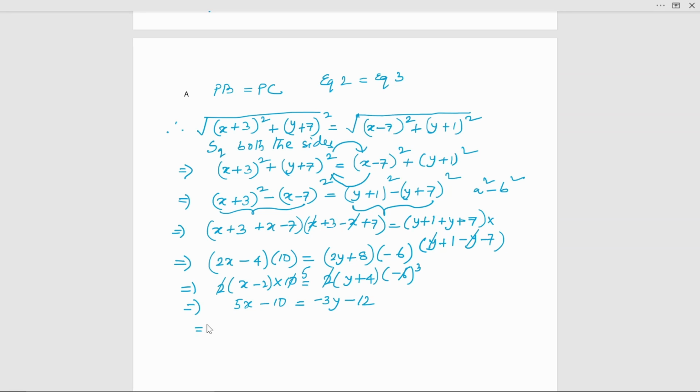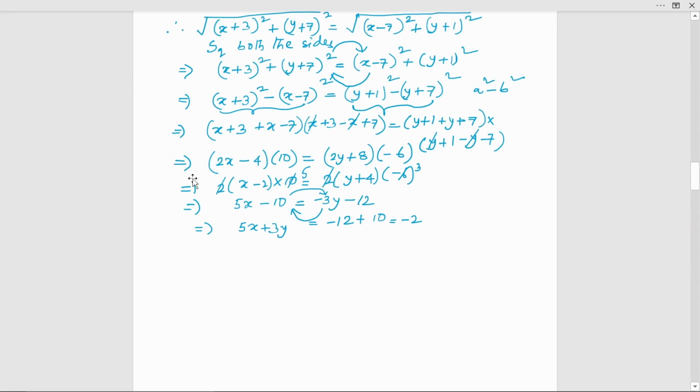So we have bringing 3y to this side and 10 to this side, 5x plus 3y equal to minus 12 plus 10, which will give me minus 2. So my second equation which I've got is 5x plus 3y equal to minus 2. So this will be my equation 5.